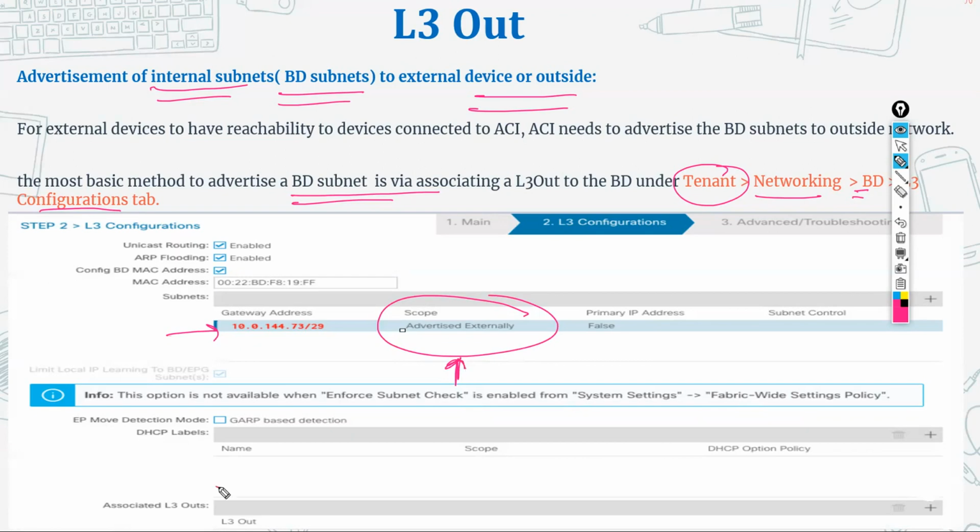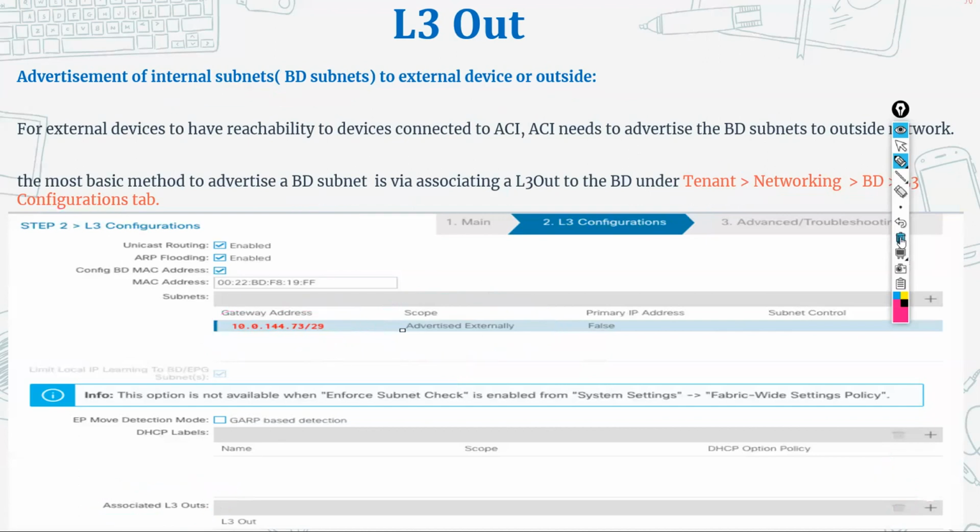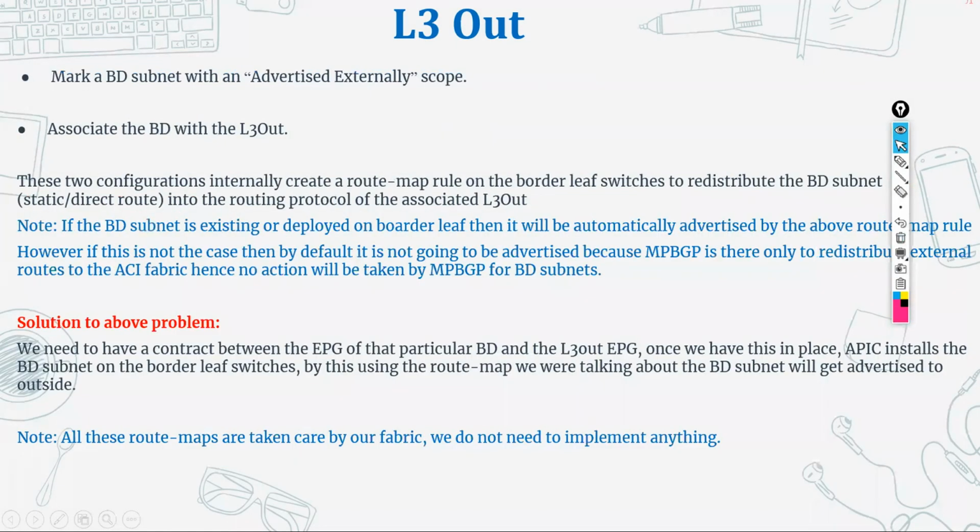And secondly, you can see here the Associated L3 Outs. We can click on this plus sign and associate the L3 out to which we want to advertise this particular subnet. So these two options we need to check to advertise our bridge domain subnet to the outside world, or to the outside network.